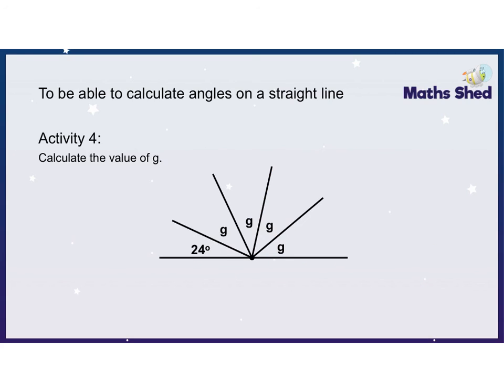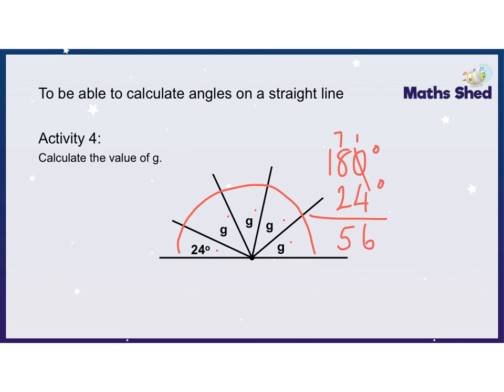Oh, it's getting more now. Now I've got 4 G's. So again, angles on a straight line, 180 degrees. I only know this angle, and that is 24. So I need to take that away from 180. That would leave me with 156.